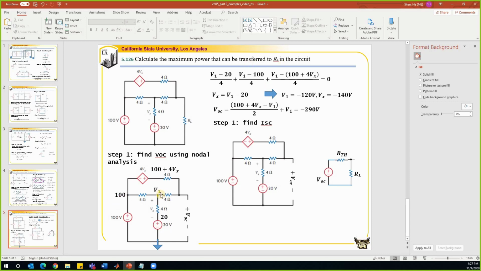So it's 100, V1, 20. Okay, no problem. This is 100 plus 4Vx, no problem. So is V1 minus 20 divided by 4, V1 minus 100 divided by 4. This is V1 minus 100 plus 4Vx divided by 4. So the equation is correct. So let's see how we solved it. Vx is equal to V1 minus 20, so that is also correct. So all the equations are correct.